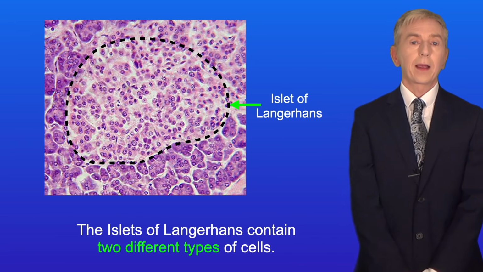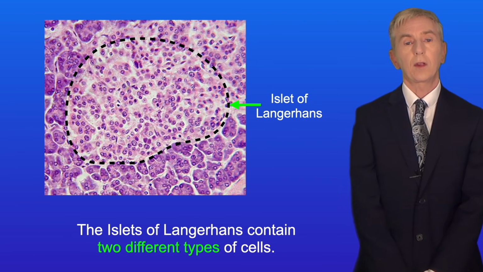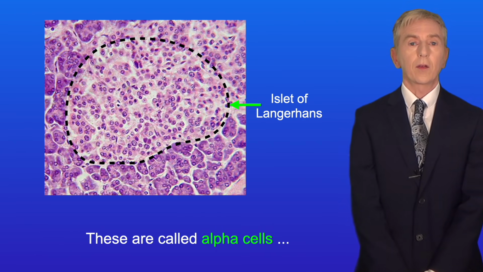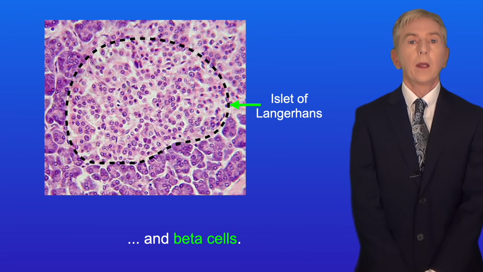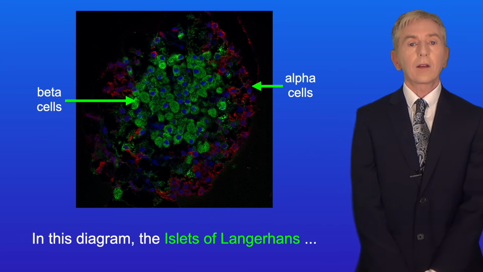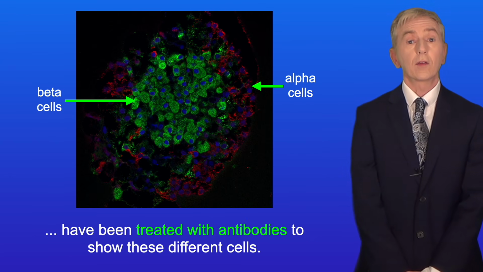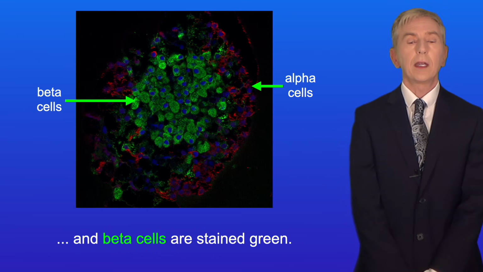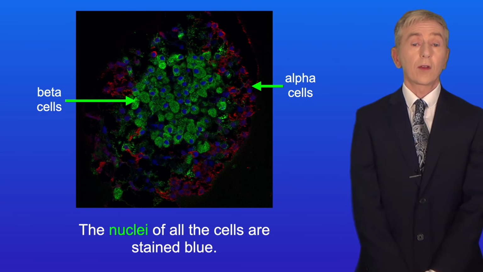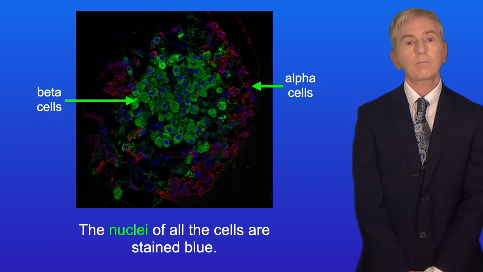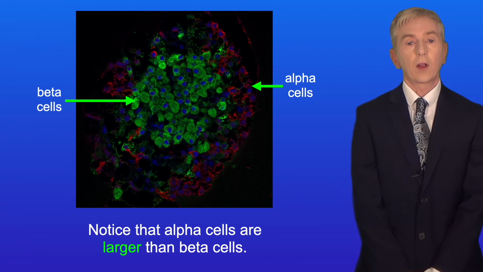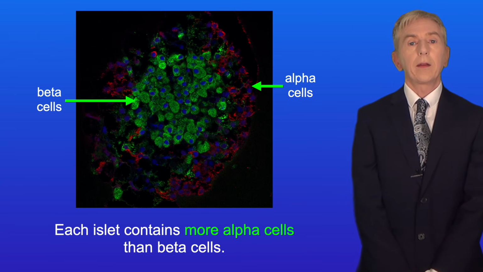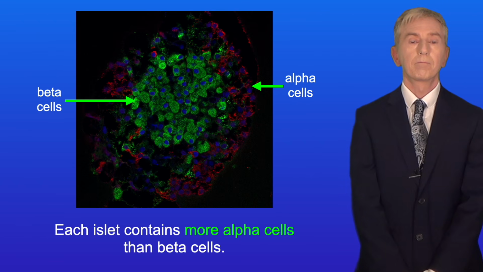Now, the islets of Langerhans contain two different types of cells. These are called alpha cells and beta cells. In this diagram, the islets of Langerhans have been treated with antibodies to show these different cells. Alpha cells are stained red, and beta cells are stained green, and the nuclei of all the cells are stained blue. Notice that alpha cells are larger than beta cells, and each islet contains more alpha cells than beta cells.